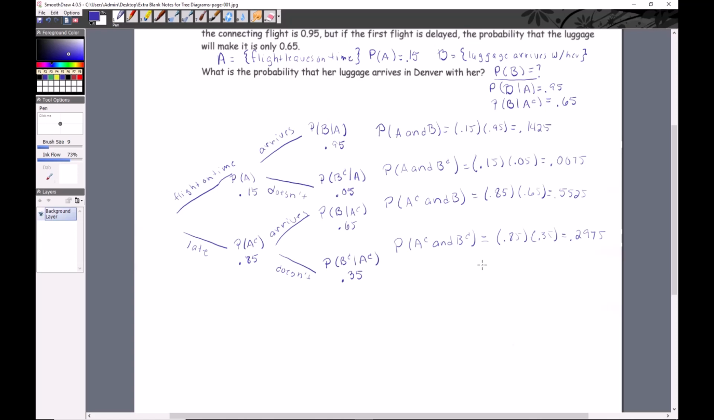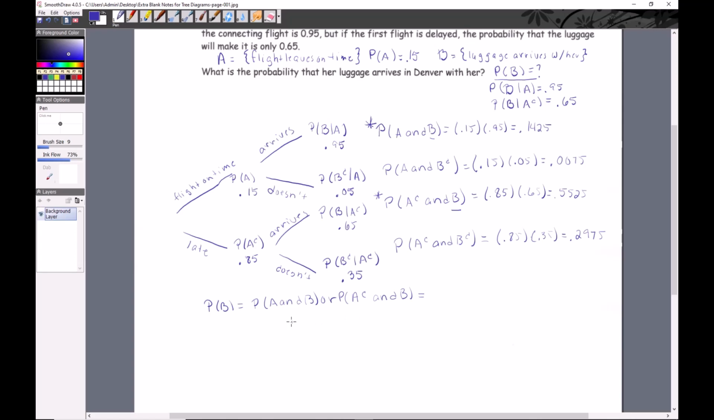We still haven't answered the question, what is the probability of B? Well, there are 2 ways that B can happen. And remember, B is that the luggage arrives with her. The flight can be on time and the luggage can arrive with her. See the B here? Or the flight can be late and the luggage arrives with her. Okay? That's the other place where we have a B. The other 2 have B complements. So with the 2 ways that B can happen, being connected with an "or", the probability of B is going to equal the probability of A and B, or the probability of A complement and B.